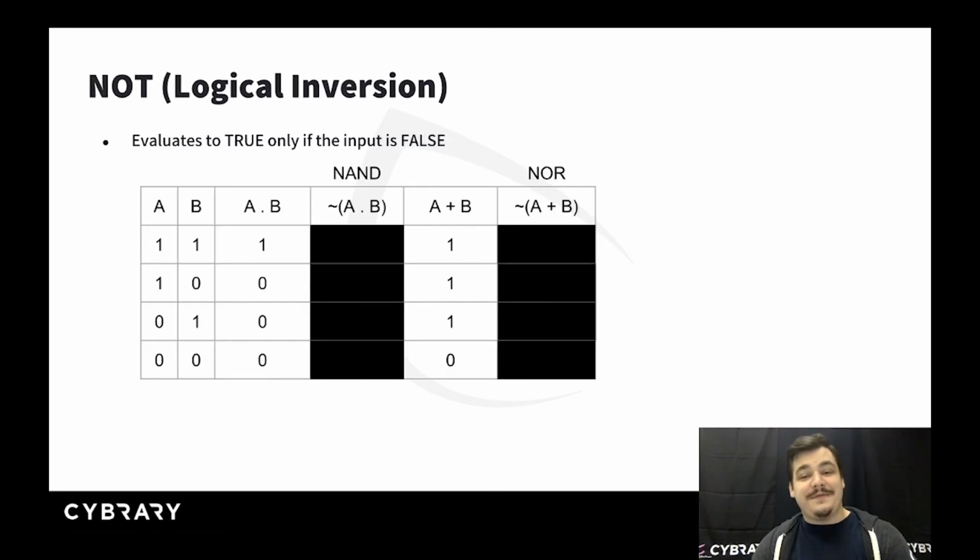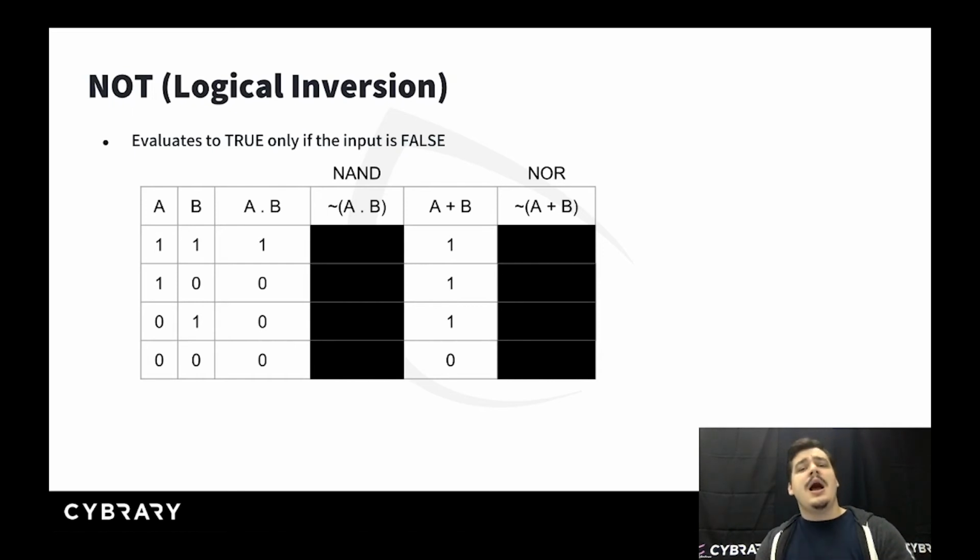The third and final fundamental logical operation of Boolean logic is NOT, or the logical inversion. NOT evaluates to true if and only in the case that its input is false. NOT is generally used for single inputs, or it is used for the result of an equation. So for example, you can see here that I have NAND and NOR, which are two very commonly used gates in logic.